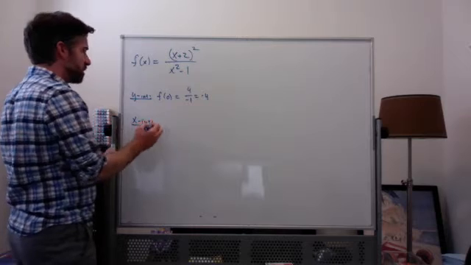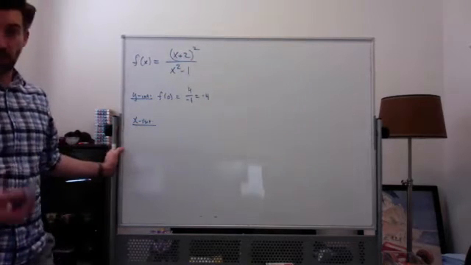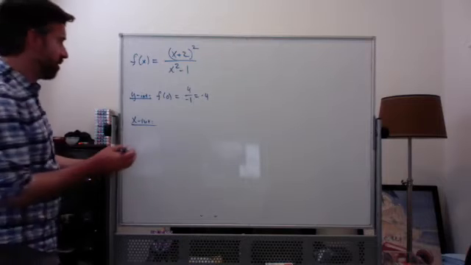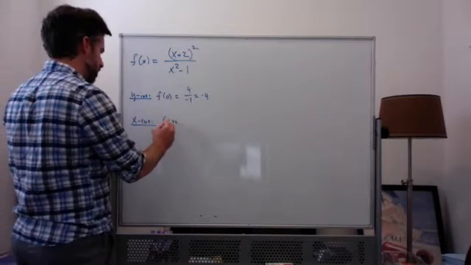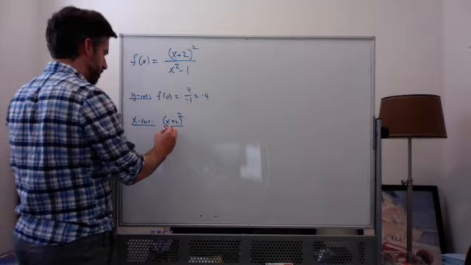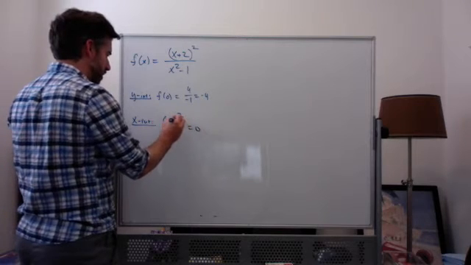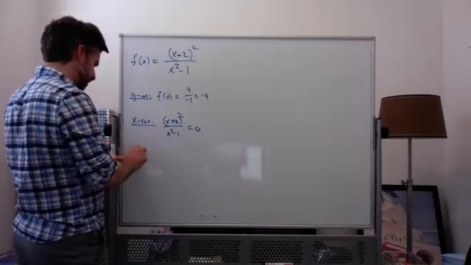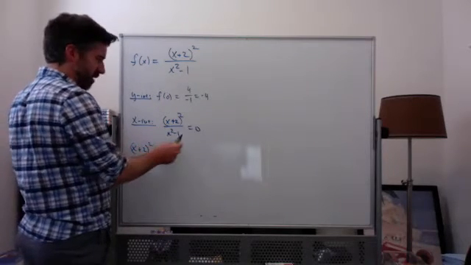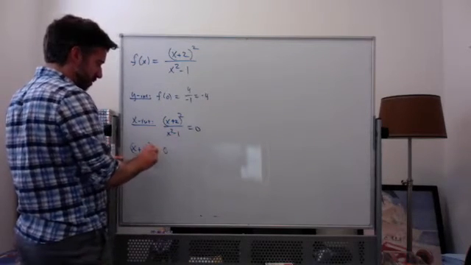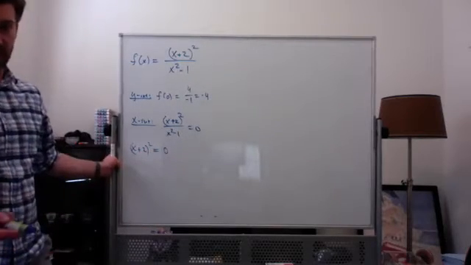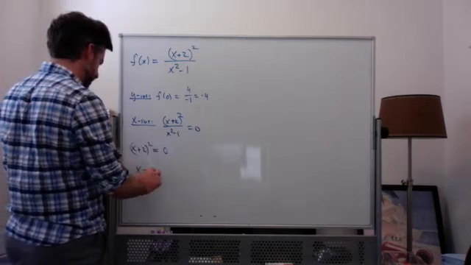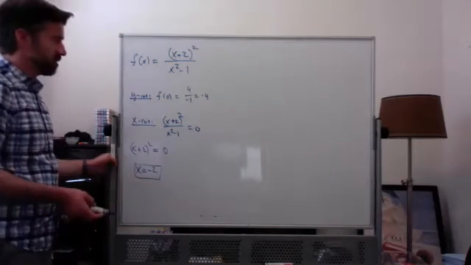X-intercepts. When you're finding the x-intercepts for a rational function, you're setting the whole thing equal to 0, but it really just ends up being setting the top equal to 0. I set (x plus 2) squared over x squared minus 1 equal to 0. I multiply both sides by the denominator. The left side is just (x plus 2) squared. The right side, well, 0 times anything is 0. So it's the same as setting the top equal to 0, and the only solution here is x equal to -2. So those are my intercepts.